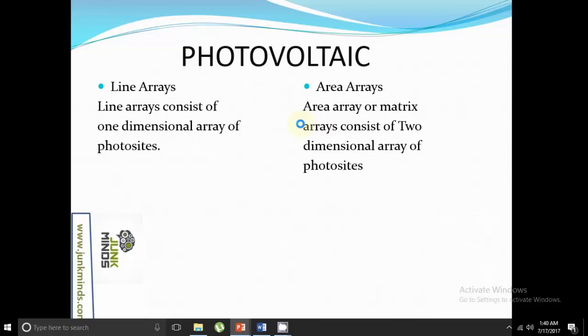Now, talking about photovoltaic. Photovoltaic basically consists of semiconductor junctions. They are solid state arrays composed of discrete silicon imaging elements known as photosites. As you can see, we have here two types of arrays: line arrays and area arrays. Line arrays consist of a one-dimensional array of photosites. And an area array, or matrix array, consists of a two-dimensional array of photosites.